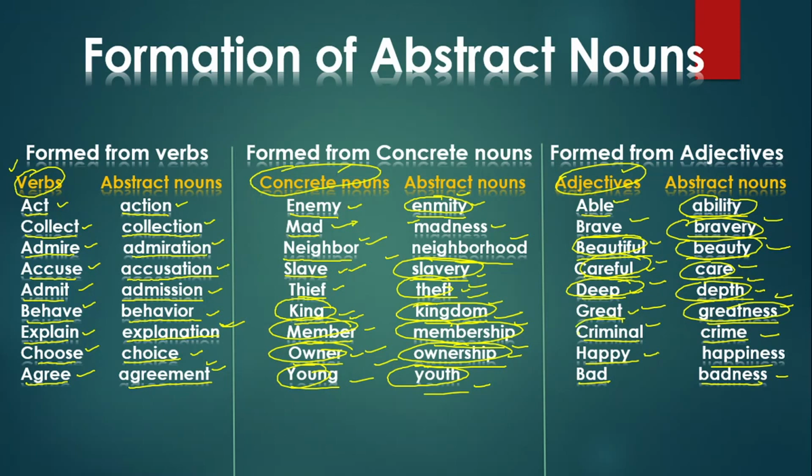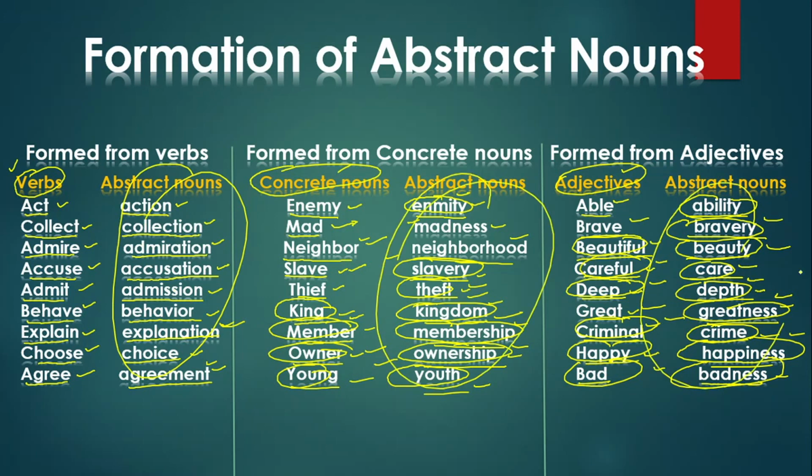He is a criminal person and he did a lot of crime. I am a happy person, and my happiness is only observed by none. And he is a bad person, his badness is on top. Clear? So this is what all the adjectives which we discussed, all the concrete nouns which we discussed, and all verbs which we discussed, by which you make the abstract nouns. So you can make them from verbs, you can make them from concrete nouns, and you can make them from adjectives. Hope your concept is clear about the formation of abstract nouns.